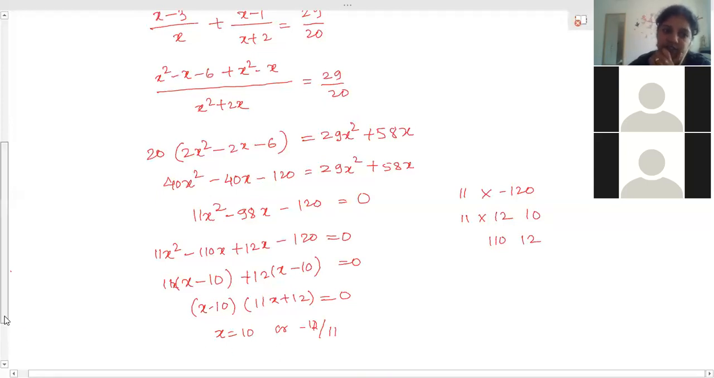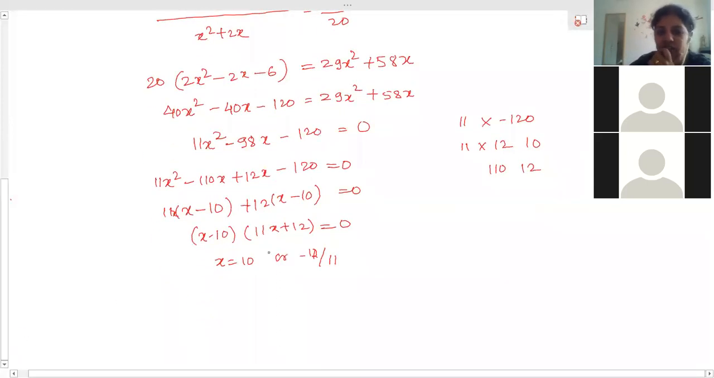But x is a numerator and denominator, so it cannot be a fraction already. So the denominator is 10 and the numerator is equal to x minus 3, that is 7. So the fraction is 7 by 10.